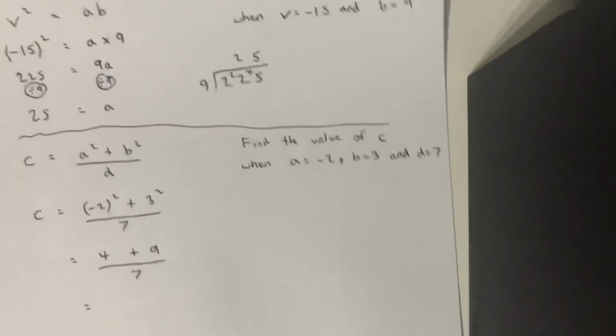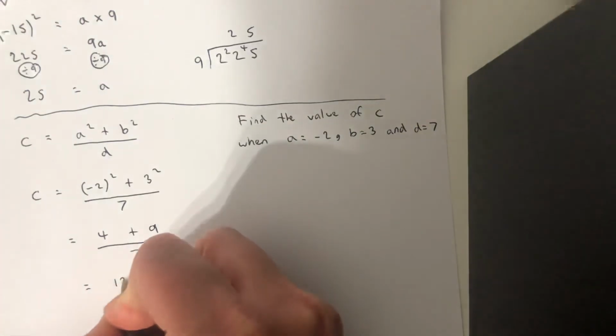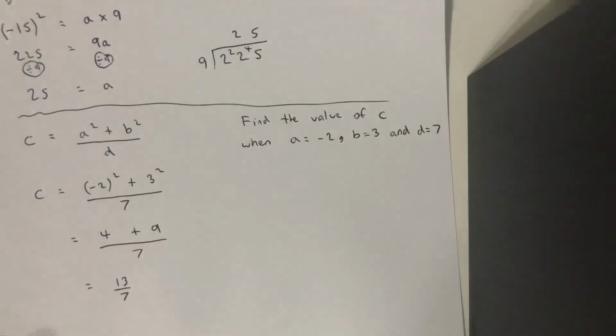So in this case, 4 add 9 is 13. And we're going to divide it by 7. Are we? Well, no, we're not, because 13 divided by 7, I don't know what it is. So the whole point is, I just leave the answer as 13 over 7. That's okay to do that.